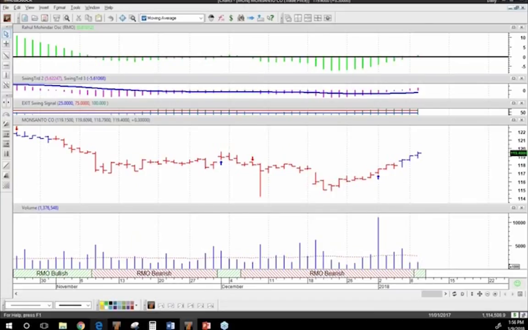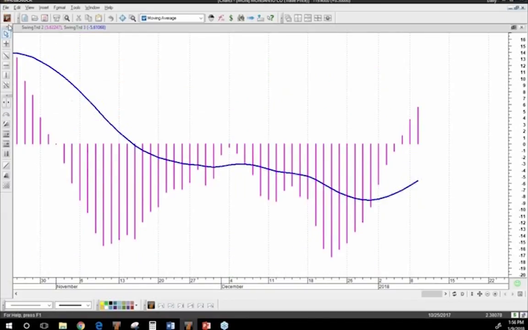Okay, so if we're looking here at USO again, bullish long term, bullish short term. So how do we get the triggers? To do that, we're going to look at swing trade number 2 and swing trade number 3 again. To remind you, swing trade number 2 is the pink line, the short-term trend. Swing trade number 3 is the blue line, the medium-term trend.